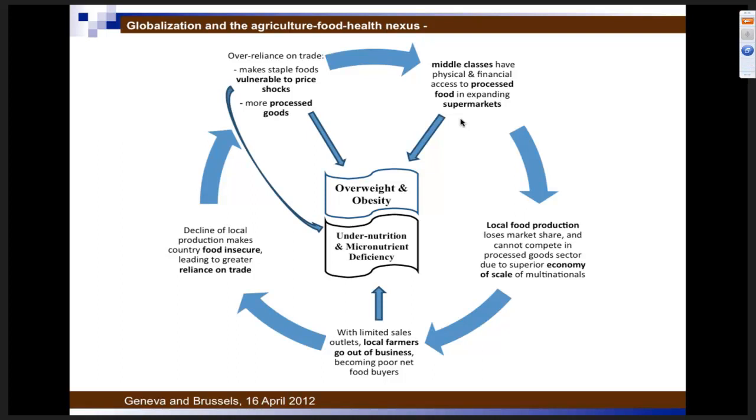On the one hand, they have children and adults, but especially children, that are undernourished and are unable to feed themselves well. And then you have, at the same time, overweight and obesity that is developing in countries such as China, India, Brazil. This is what I could see firsthand.